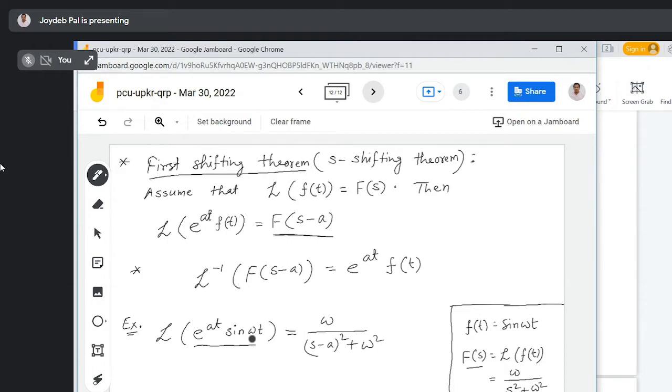So similarly, you can find Laplace transform of e to the power at sine omega t. Sir, cos omega t, write it. Sorry, cos, cos. My mistake. It is cos. Okay?